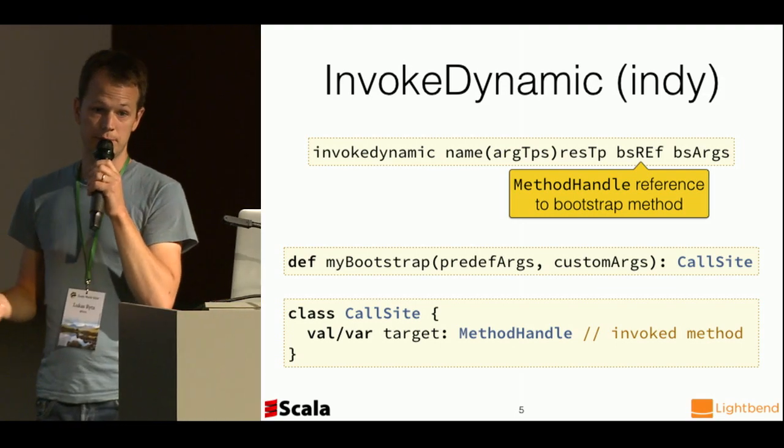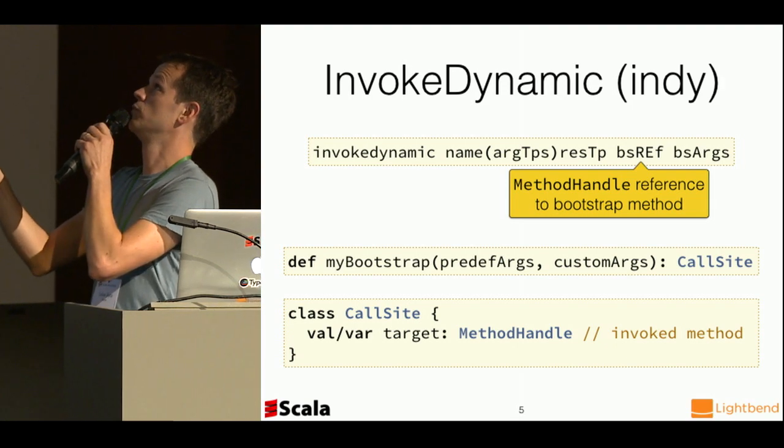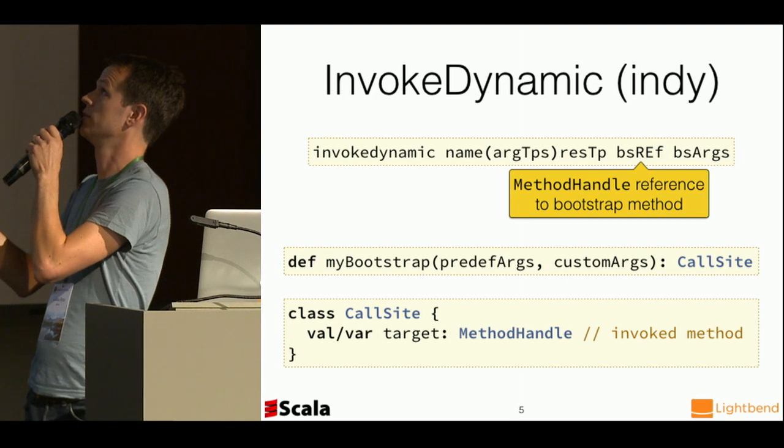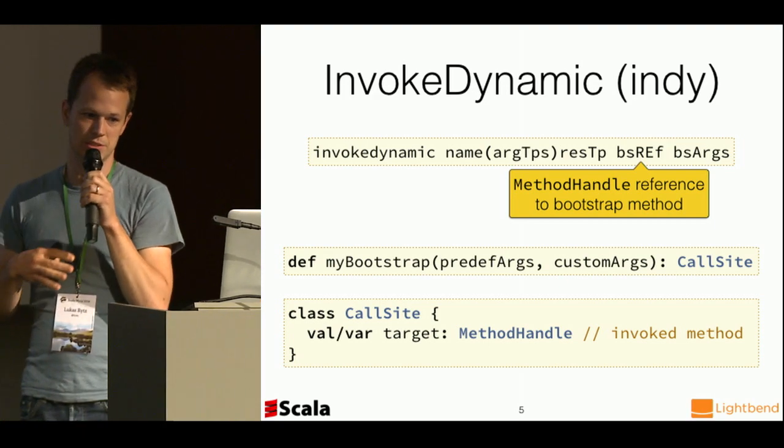And then in the bytecode description, there are a few additional things. The first and most important one is a method handle, which is a reference.